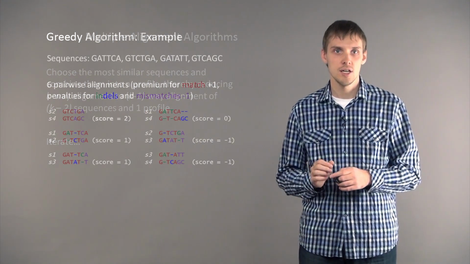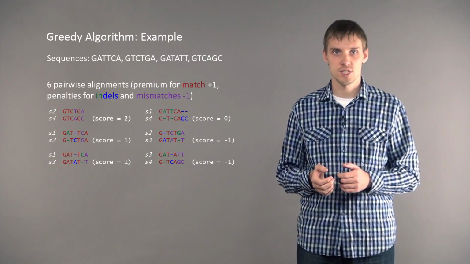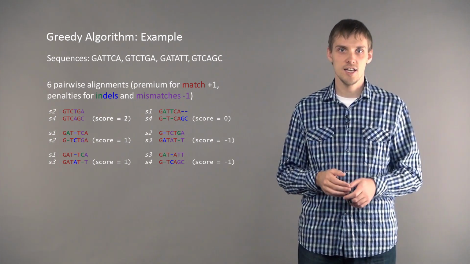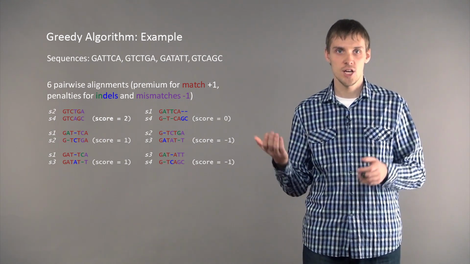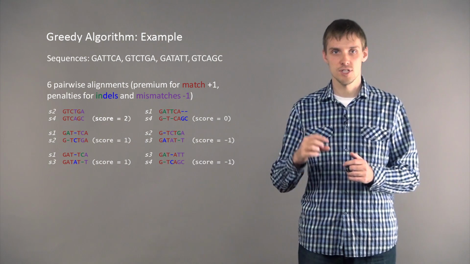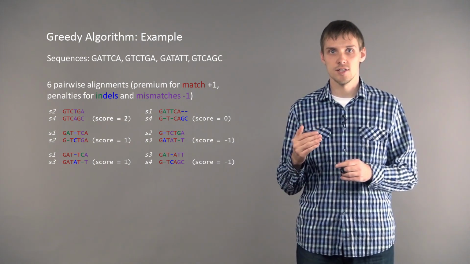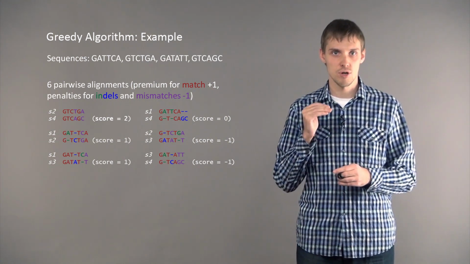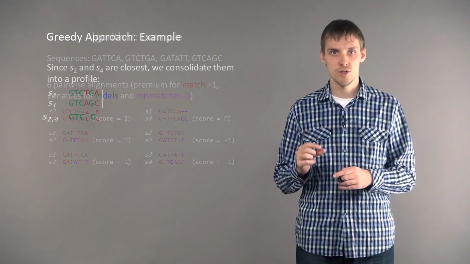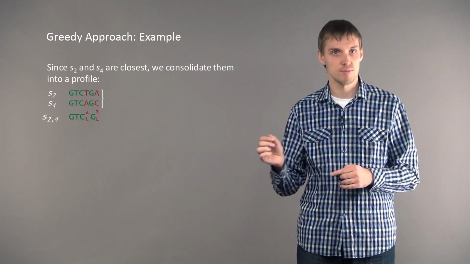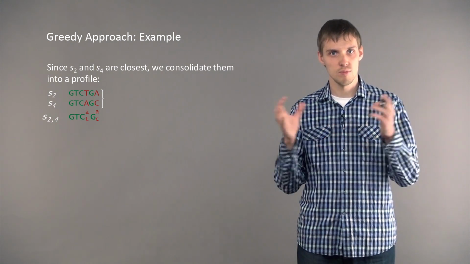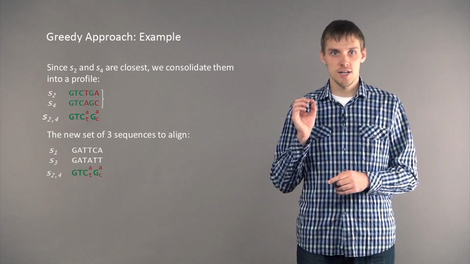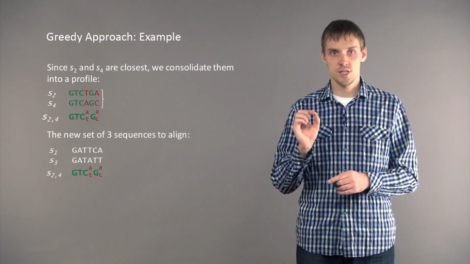On each iteration, we will reduce the number of sequences and profiles to align with each other by 1. For example, let's take these 4 sequences: GATTCA, GTCTGA, GATATT, and GTCAGC. We will find 6 pairwise alignments of these sequences, and the best one is the alignment between the second and fourth sequences, and it has a score of 2. So we will join these 2 sequences into one profile, and we will add it to our pool of sequences we want to align. And now we have a new set of 3 sequences to align.